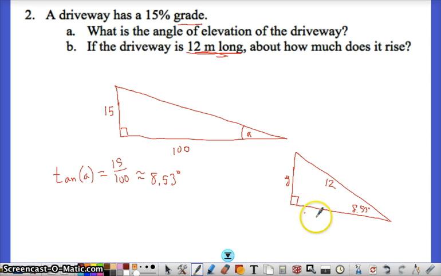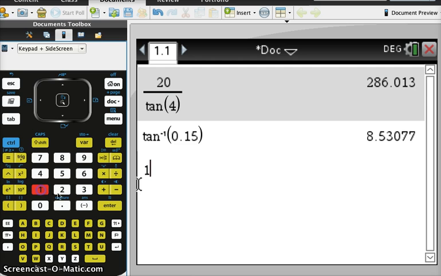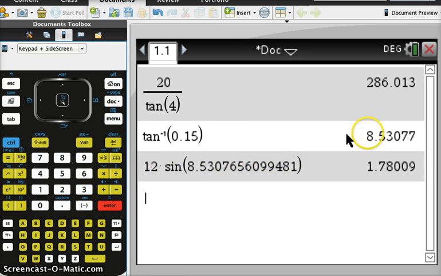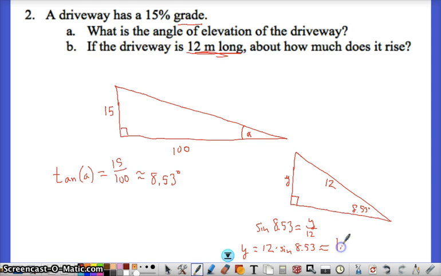So lo and behold, this one is not tangent. This one is, that's opposite, that's hypotenuse. This is sine. The sine of this number I just figured out is supposed to equal opposite over hypotenuse. So 12 times the sine of 8.53 is what I'm looking for. That's going to equal y, and notice I already have this number in my calculator. So 12 times the sine of this answer is, notice all the decimals it saves for me, 1.78. That's lovely. Okay, so it rises 1.78 meters.